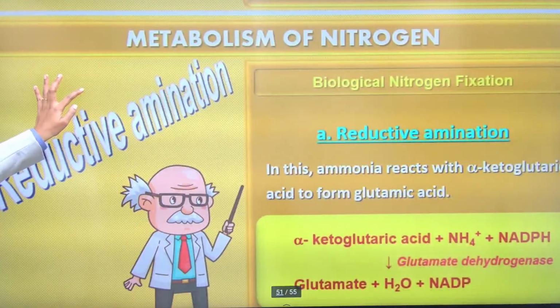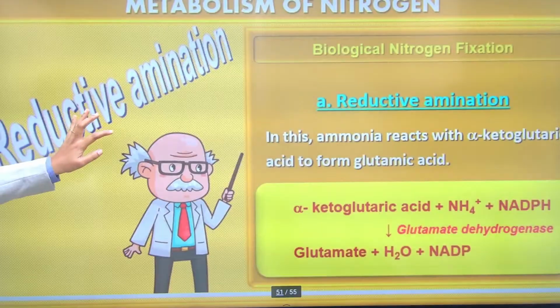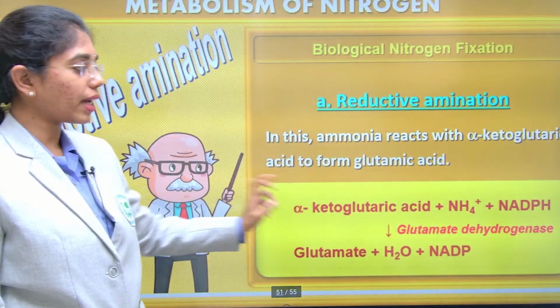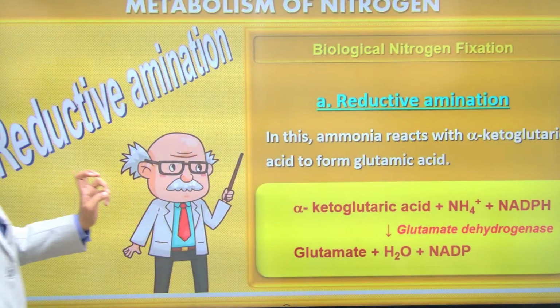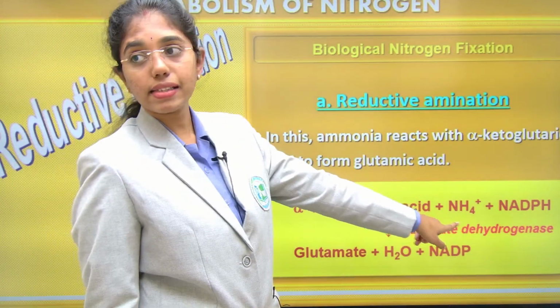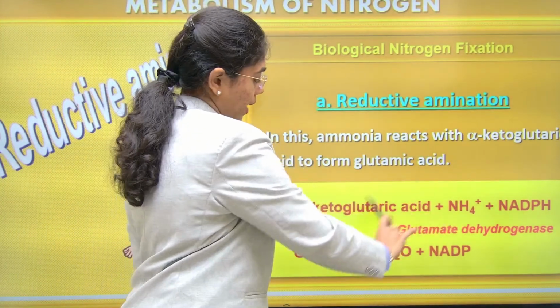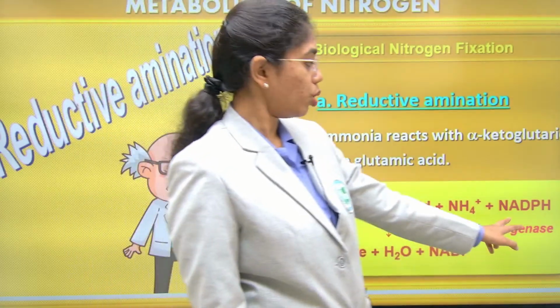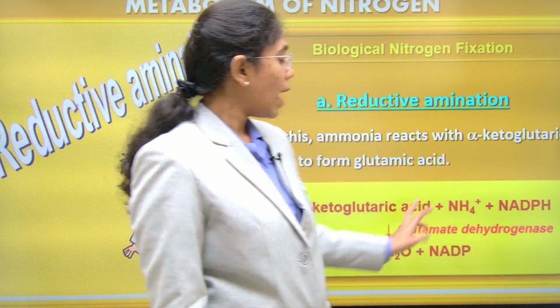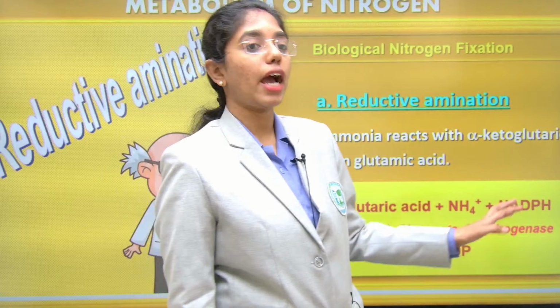Reductive amination and transamination. In this, ammonia will react with what? A 5 carbon compound, alpha ketoglutaric acid. You can clearly see this over here. Here ammonia is reacting with alpha ketoglutaric acid by consuming the energy NADPH and the enzyme glutamate dehydrogenase.